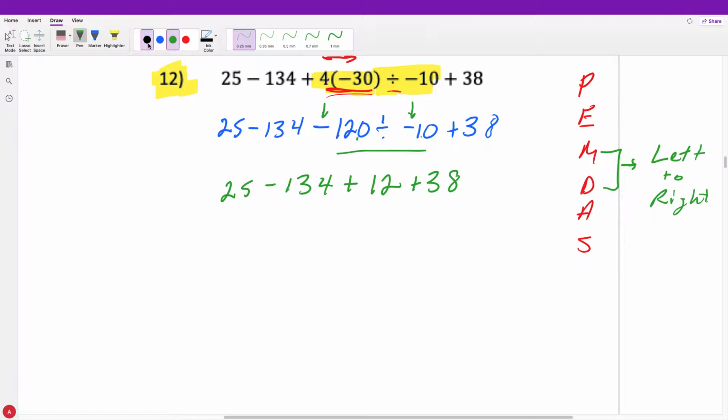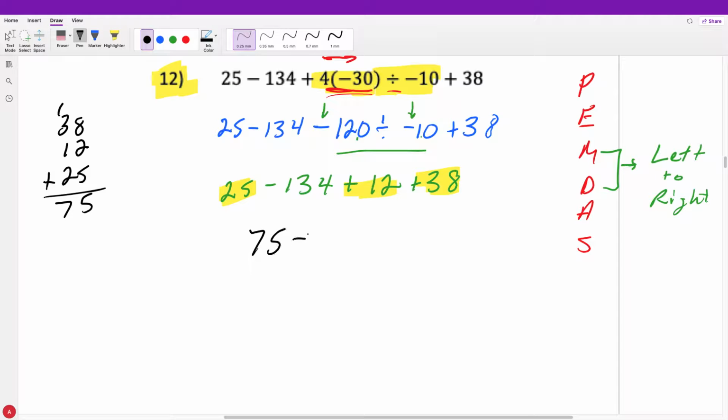And at this point, we can go ahead and add or subtract in any order that we want. So I'm going to add all my positive numbers off to the side just to get that done and over with, and then just have a positive and a negative left over. So I have 38, 12, and 25. 8 plus 2 is 10, plus 5 is 15. 3 plus 1 is 4, plus 1 is 5, plus 2 is 7. So that's going to be 75.